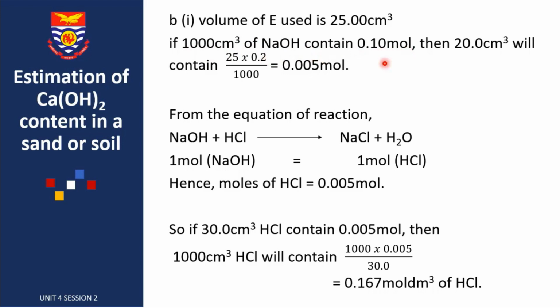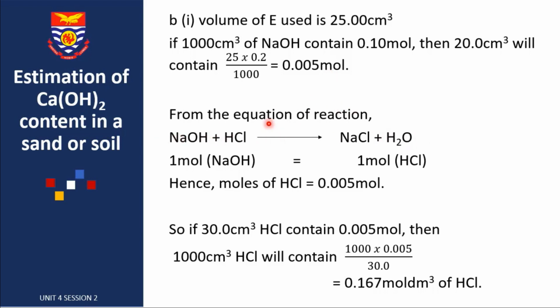Out of that, it was 20 cubic centimeters that was used in the titration process. So if the whole of 1000 contains 0.1, then that 20 that was used to react with the acid contains what? We have 20 times 0.1 over 1000. That gives us 0.005 moles. We have converted into moles, so we can write the equation of reaction and look at the agreement between them.